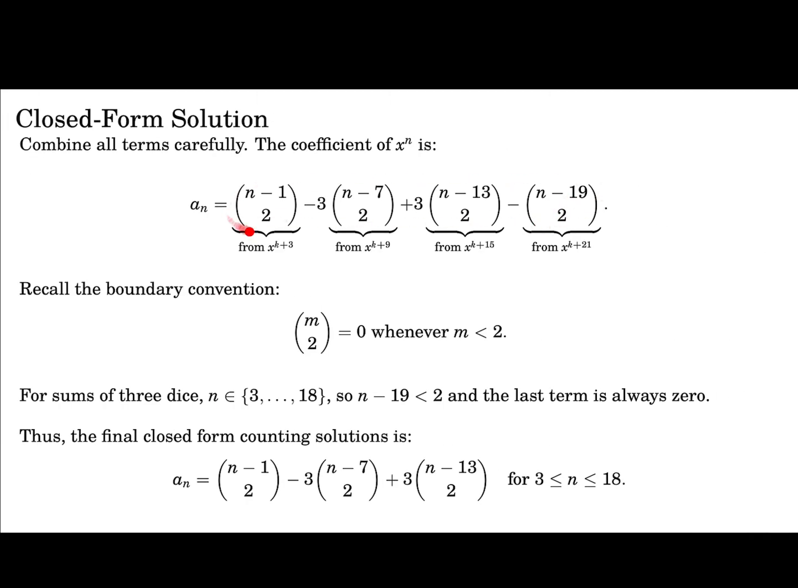So this gives you the formula for how many ways you can get the sum of 3 six-sided dice equal to 15. You just replace n by 15 here, compute all of these, and it'll give you the value. Now, remember that when you do m choose 2, if m is smaller than 2, this is 0. Notice that the sum can be at most 18, so the 18 minus 19 is going to be minus 1. So this term is always going to be 0, which means that you can always ignore it. And so the actual formula is just the sum of these three terms.